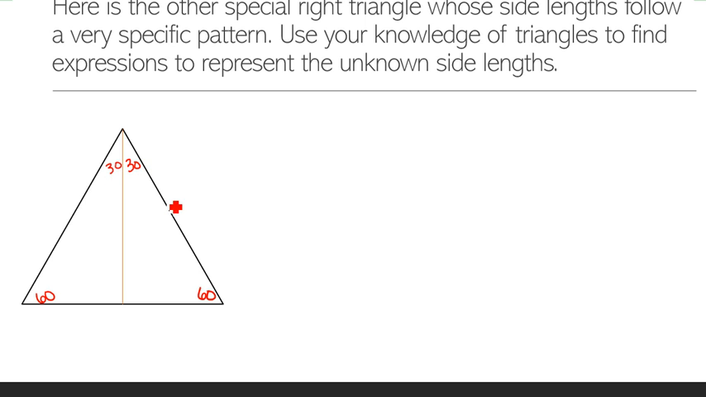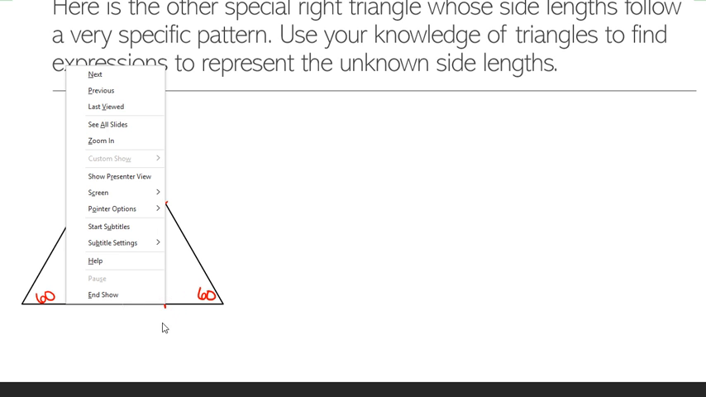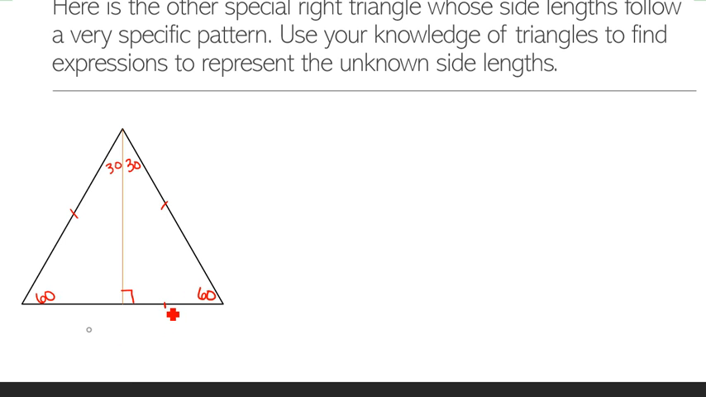But if we drop this and split it exactly in half to where we get a 30 and a 30, and remember, these two sides are equal here, what happens is we get a right angle down here. If this little piece right here is 1, then that means this side over here is 1, so the whole side is 2. So that means we have a 1 and a 2.